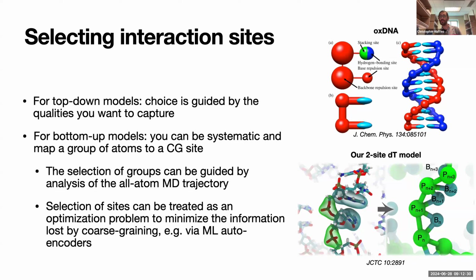If you do bottom-up modeling, you can be a little more systematic and select a group of atoms and map them to a site. And that has some kind of obvious advantages. In principle, you could combine the two approaches a little bit. With bottom-up coarse graining, a common choice would be to use the center of mass of a group of atoms. It's not the only choice. I mean, there's other options.